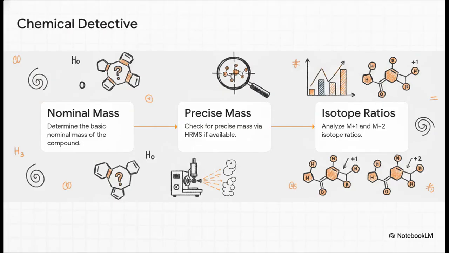So to finally wrap up our little investigation here, the chemical detective's workflow is wonderfully systematic. First, you determine the basic nominal mass. Second, if you're lucky enough to have the budget, you check for the precise mass via high-resolution mass spectrometry down to that glorious 5th decimal place. But third, if you don't have that machine, you rely on clever isotope pattern recognition, analyzing those M+1 and M+2 ratios to reveal the true molecular blueprint.